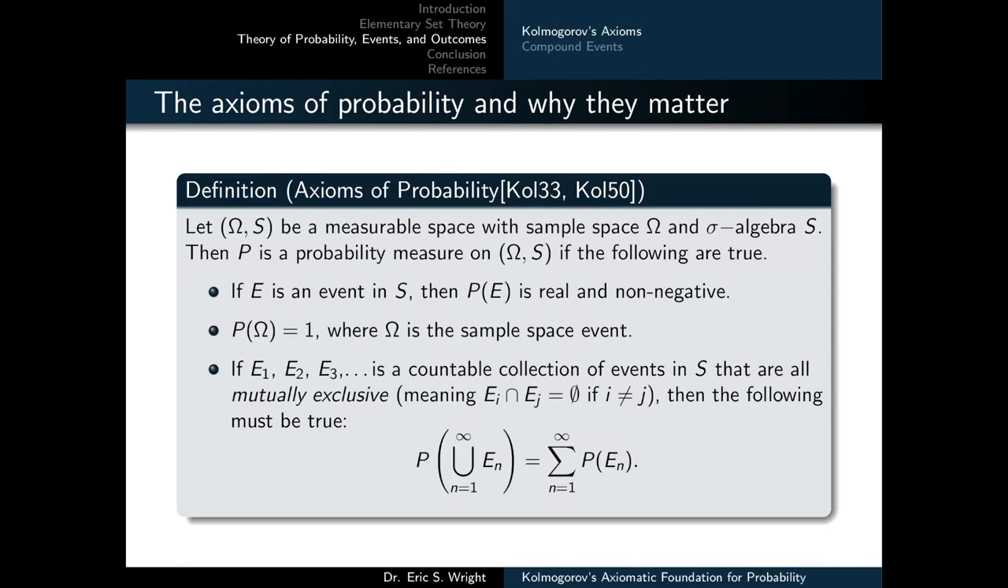And the last one is just a way of saying that if you take two events that have absolutely nothing in common between them, no outcomes that are common between the two of them, then it shouldn't matter how you calculate the probability of the union of those two events, whether you take the probability of the union and do it directly, or you find the probability of the two individual events and add them together.